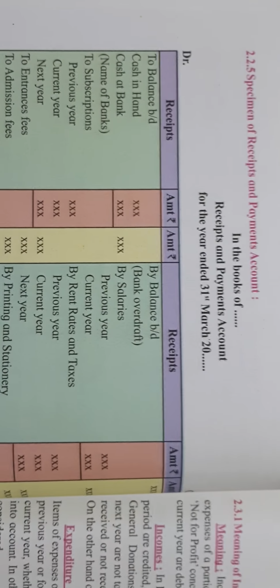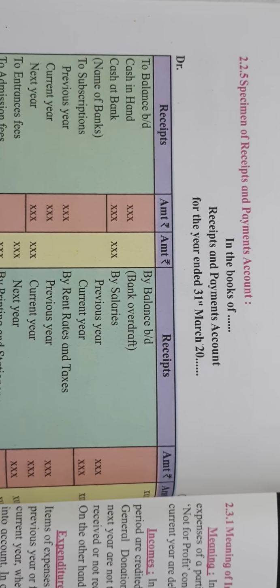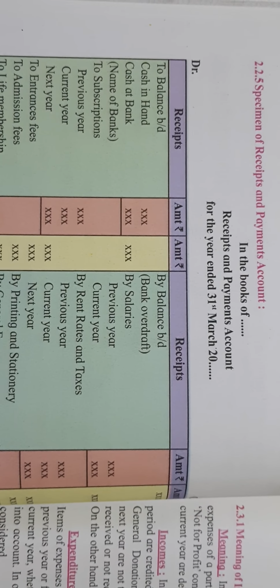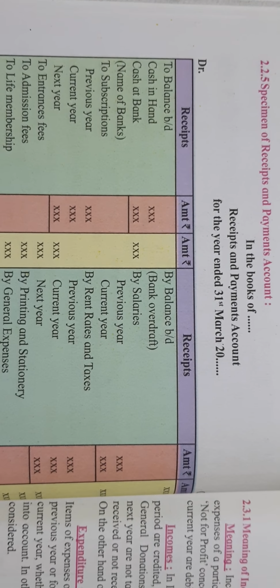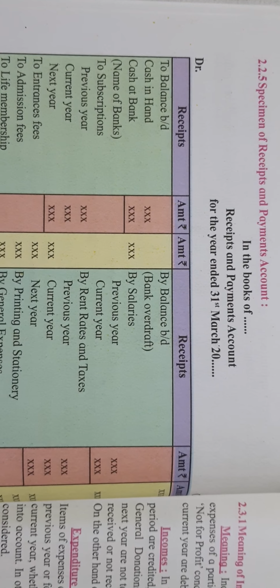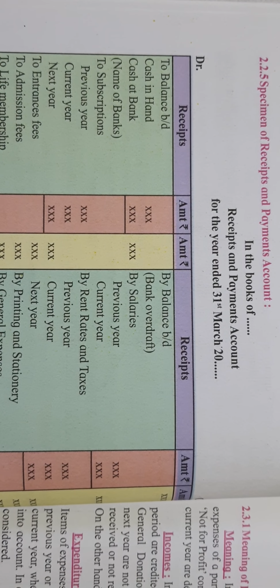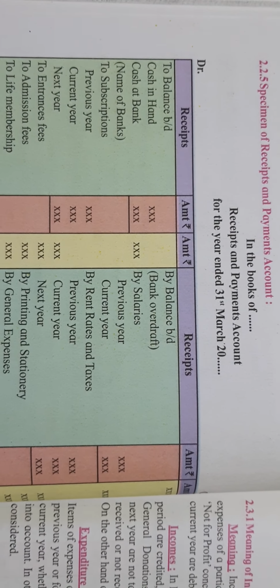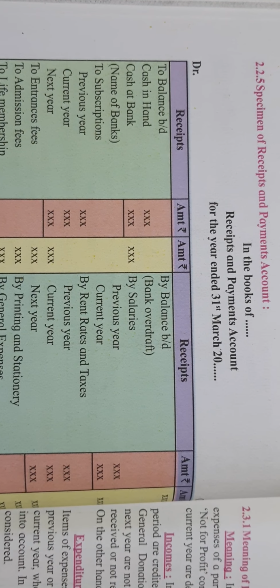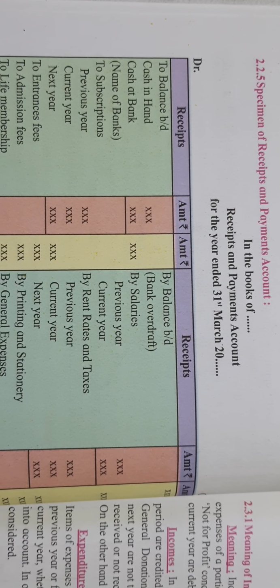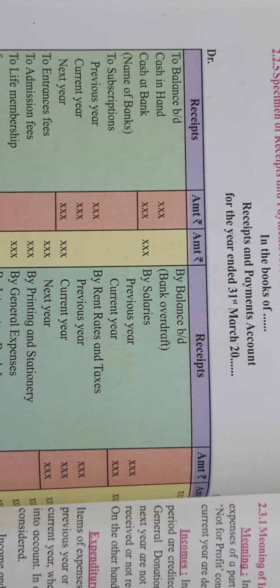Hello students, as we are studying the NPO, the not-for-profit concern. As we know, this not-for-profit concern is opened not to earn profit but to provide services to the society. So the books of accounts maintained under the NPO are different from a normal business, right?